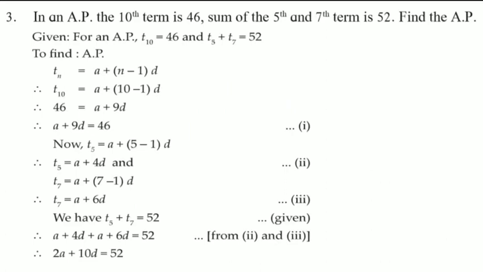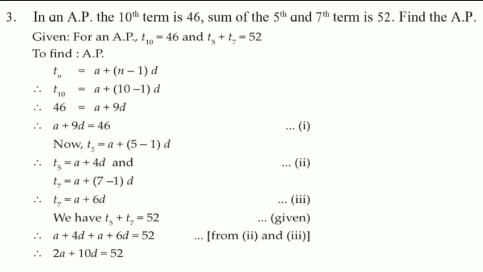Okay. So since everywhere in the question the word term is used, it is very clear that we have to make use of the formula of Tn. So write down Tn is equal to A plus (n minus 1) outside the bracket D.